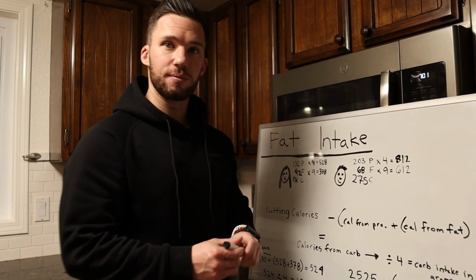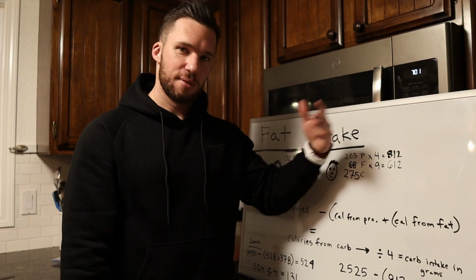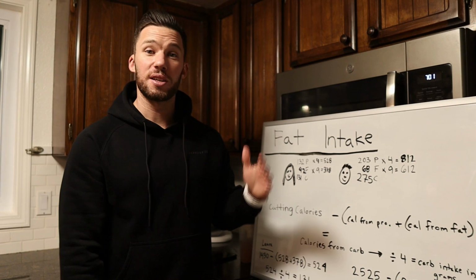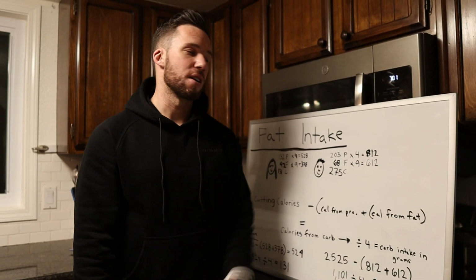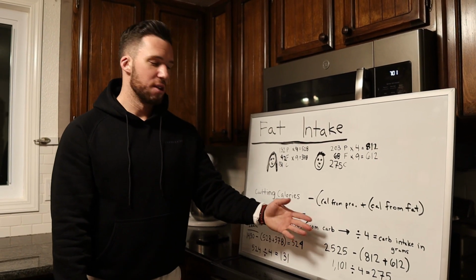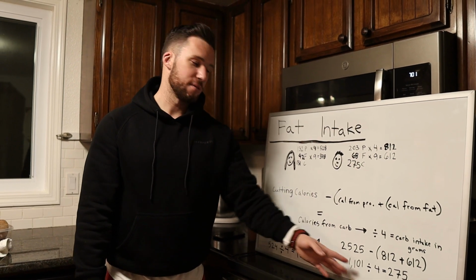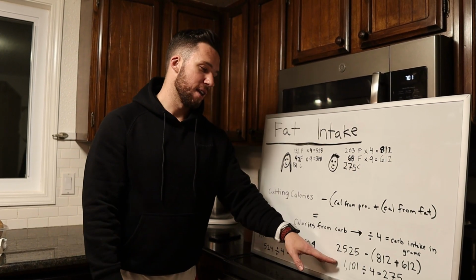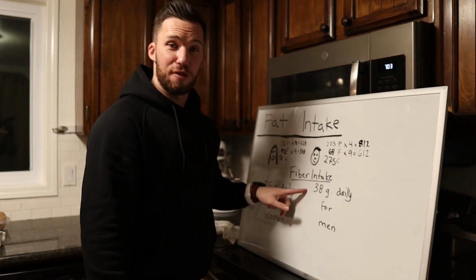But that's for cutting, right? For bulking, it's different. You would add in whatever calorie surplus, like 250 to 500. If you want to be really aggressive, you're going to gain weight faster. And then for your calories from carbohydrates, you would just take your calorie surplus number, subtract those, and then divide it by 4.